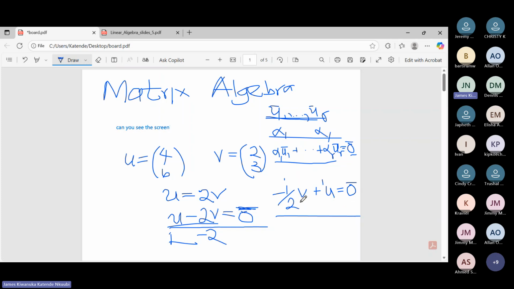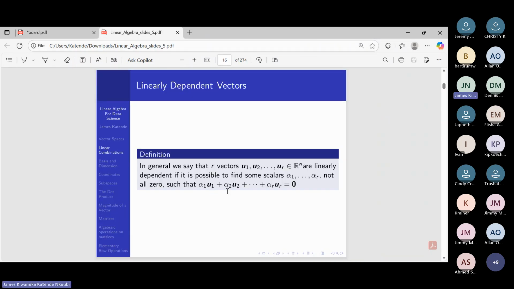And this is true even for the case where you have more than two vectors, 3 or more. So that's what we have generalized here. Maybe to clarify: for now, don't worry about how you find the scalars. Just focus on the definition.